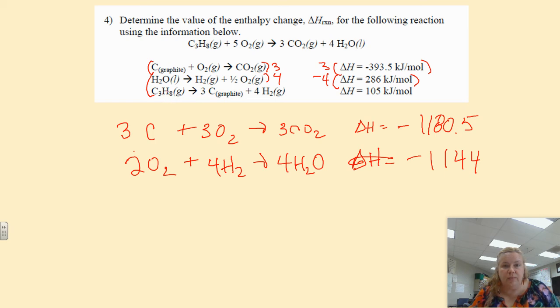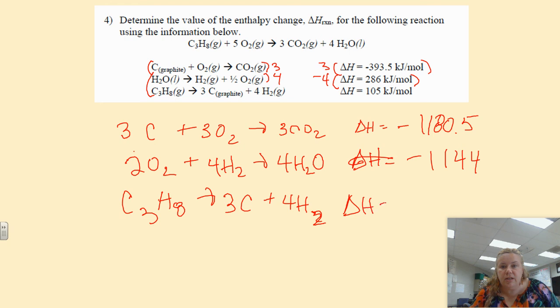Okay, now finally, the last part, we have our C3H8 gas. We have 1 mole, and we have 1 mole, so let's just keep it at that. So we'll go C3H8 yields 3C plus 4H2. And we're just going to keep our delta H at 105 kilojoules.